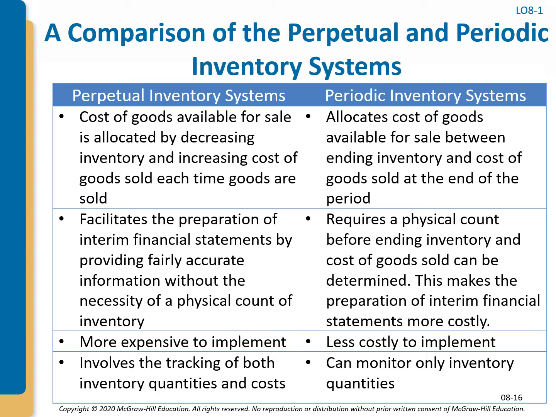Point 2, the perpetual inventory system facilitates the preparation of interim financial statements by providing fairly accurate information without the necessity of a physical count. If you go back to how things are recorded when they happen, especially when you're using a point of sale system, it does give a fairly accurate picture of how many items were sold and how many are left on hand without having to do a physical inventory count, which means that you can prepare interim financial statements pretty easily.